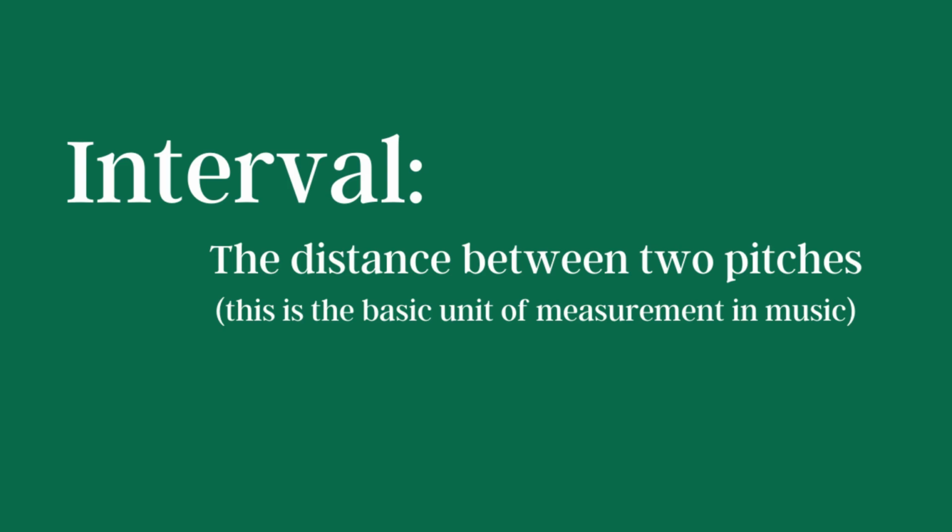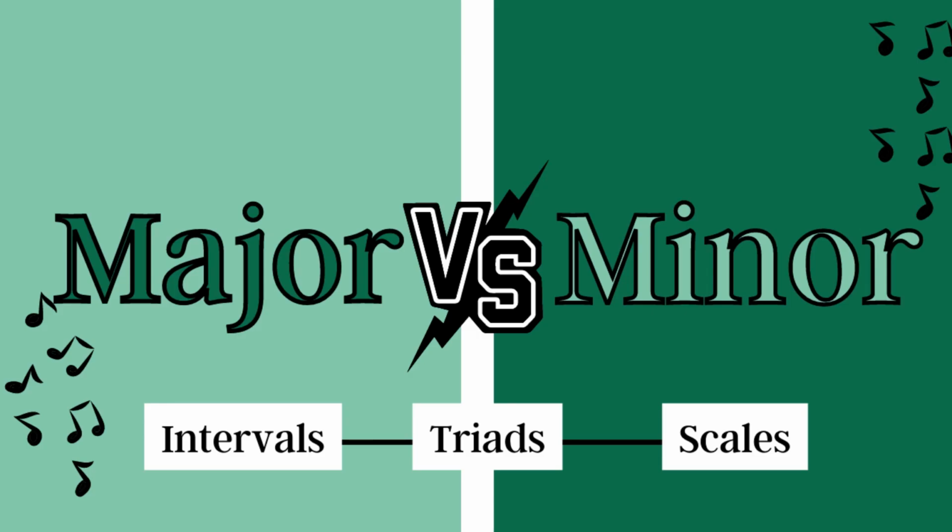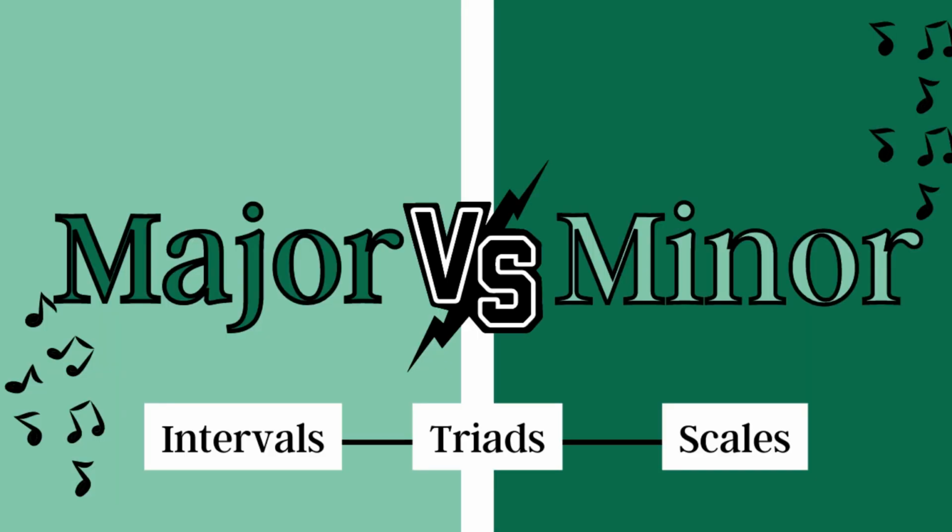Quick review: the space between two pitches is known as an interval. In the major versus minor episode of this series, we discussed how to build major and minor scales based on intervallic relationships. For example, the major scale is built from the following sequence of intervals: major second, major third, perfect fourth, perfect fifth, major sixth, major seventh, and perfect eighth. You can start from any note, follow this formula, and you'll end up with a major scale. If you're not familiar with this concept, go back and watch that video.